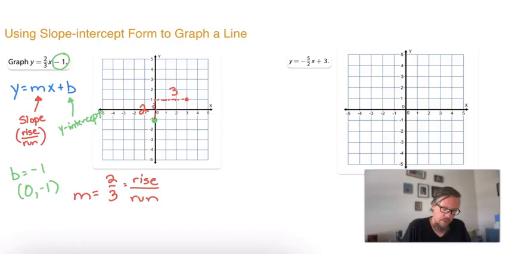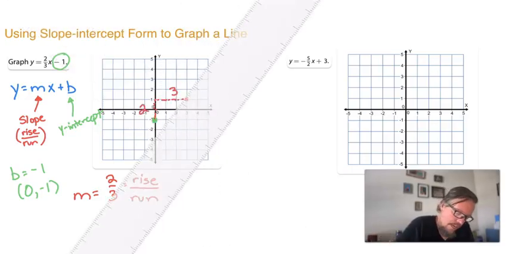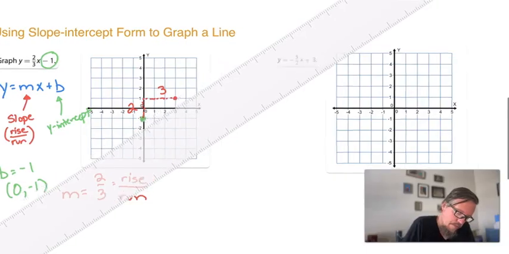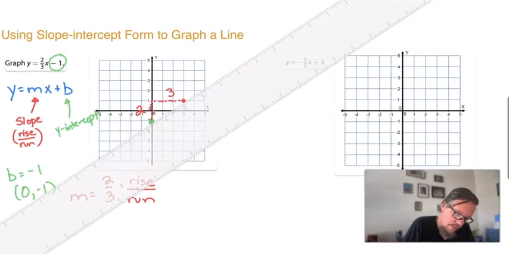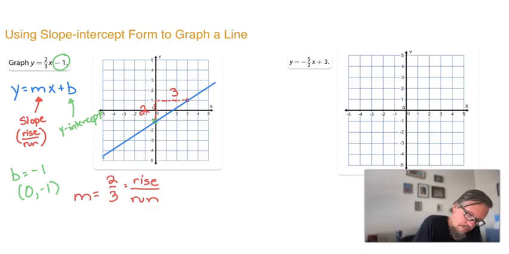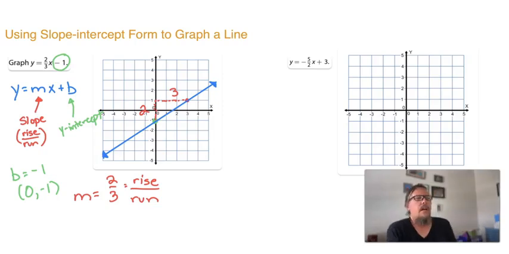So we are now going to take our ruler and we are going to draw a line, because this is linear. All equations written in slope-intercept form are lines. We're going to connect these points with a line, and there we go. Slope-intercept form of a line gives us that beautiful line right there with a y-intercept of -1 and a slope of positive 2/3. Perfect. Okay, let's take a look at a second example.